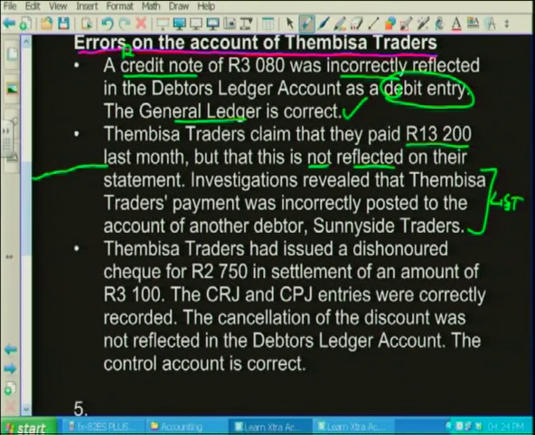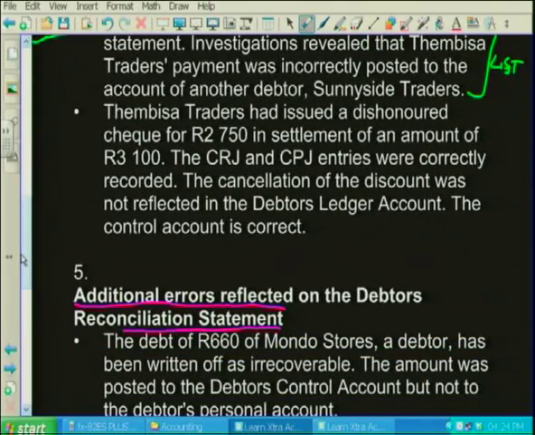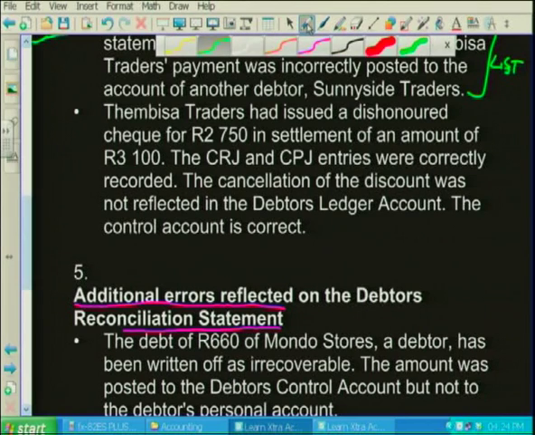Okay. Right, let's now go to the next error with Tembisa Traders. Sure, there's quite a bit of errors here with Tembisa. Let's now look at the last one. Tembisa Traders had issued a dishonored cheque. Okay, so they've made a mistake this time.